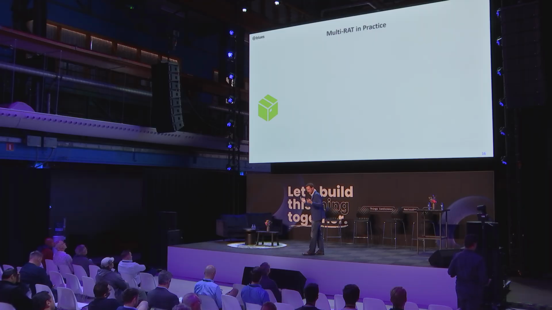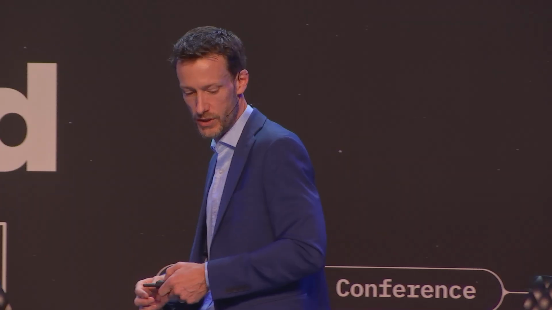So, how does this multi-RAT model actually work in practice? We've talked about cellular, Wi-Fi, satellite, all of these things working in concert together. You might wonder, what does this actually look like? And the reality is that it works exactly as you would expect a multi-RAT or a multi-failover technology to work, but you didn't have to do all the heavy lifting in order to do so.